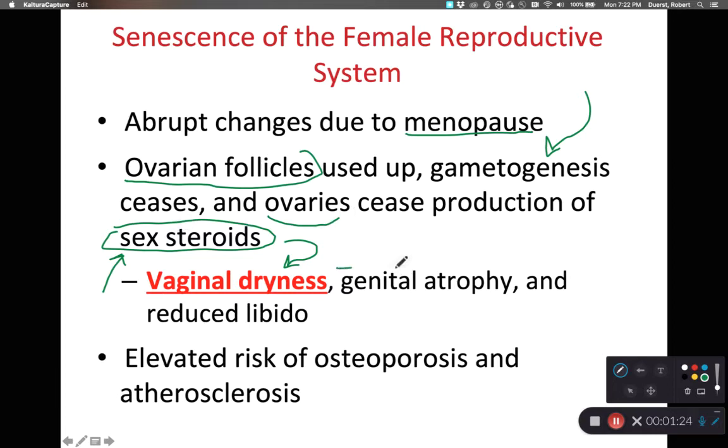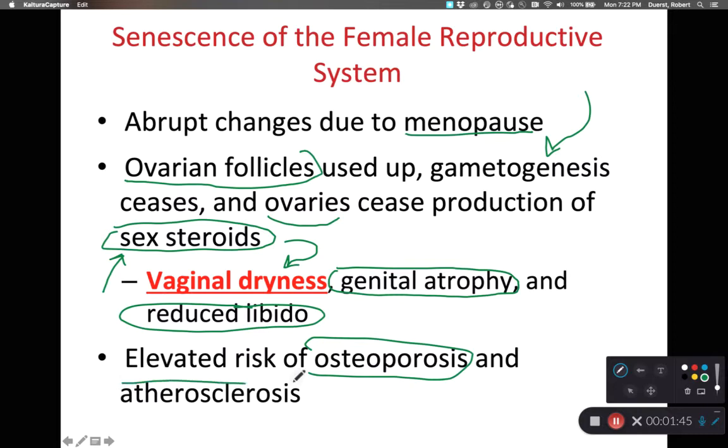We also find that there's just general genital atrophy that occurs, the reduction in size of the uterus, reduction in size of the labia majora and labia minora, and the female also experiences reduced overall libido. The reduction in estrogen in particular causes the female to have an elevated risk of osteoporosis, and there's also going to be an elevated risk of atherosclerosis as well.